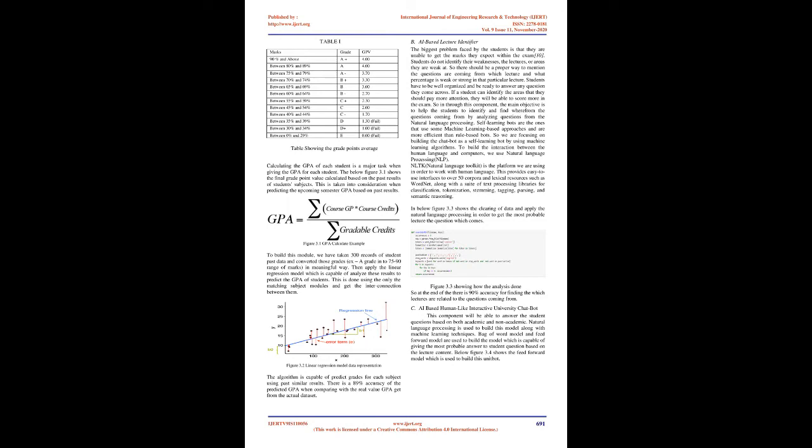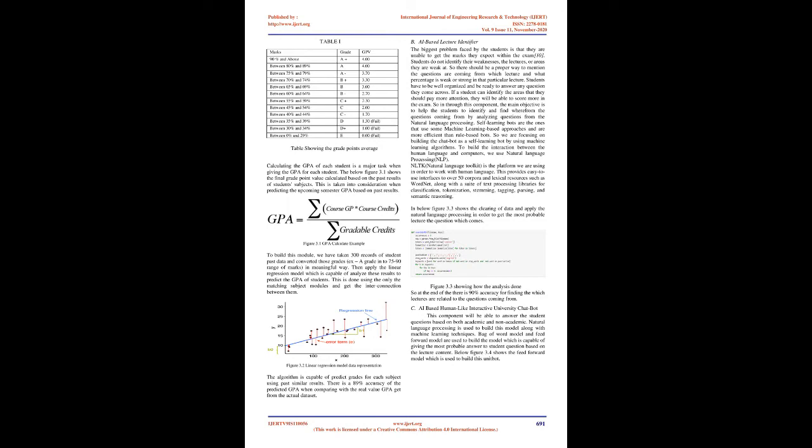In this section, there will be a brief introduction of what we have done to implement those components and also the machine learning models we have used to build them. AI-based Mark Advisor. When students are enrolled in a bachelor's or master's program, student GPA is the key factor which measures student performance during academic years. Table 3.1 below shows the grade point values and their related grades. This is taken into consideration when predicting the upcoming semester GPA based on past results. Calculating the GPA of each student is a major task. Figure 3.1 below shows the final grade point value calculated based on the past results of students' subjects.